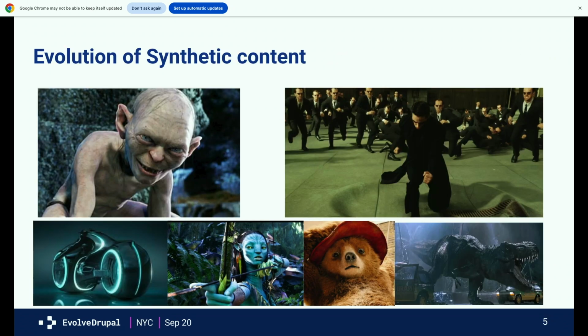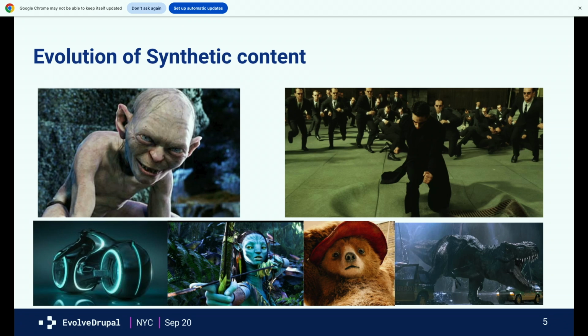So synthetic content is nothing new. It's been around for a while. Content generated with CGI is also synthetic content. Hollywood movies, Tron, Matrix, Jurassic Park, all of these movies use synthetic content, though they were created with an entirely different set of toolset and skills. Earlier, synthetic content was limited to basic computer graphics and animations, and achieving the realism needed for high production value required a lot of time, advanced tool skill set, and lots of money.